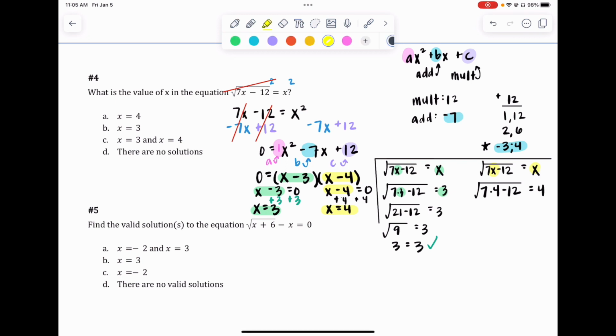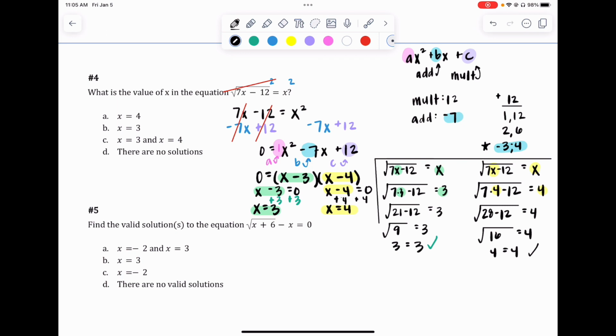So again, we put the second solution in for both x's. So we'll do 7 times 4 is 28 minus 12 equals 4. 28 minus 12 is, what is that, 16? Equals 4, and then square root of 16 is 4. So we end up with 4 equals 4. So both of those ones work, which is kind of nice that we didn't just do that for no reason.